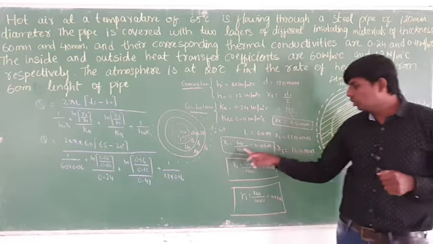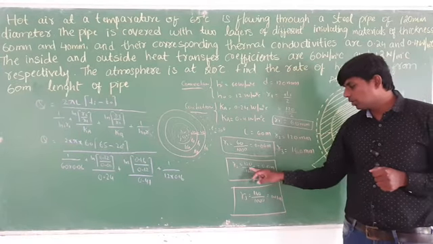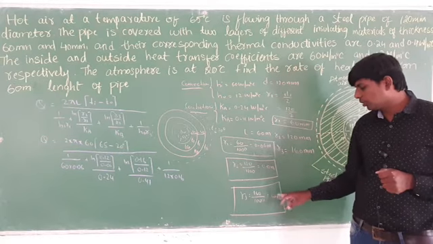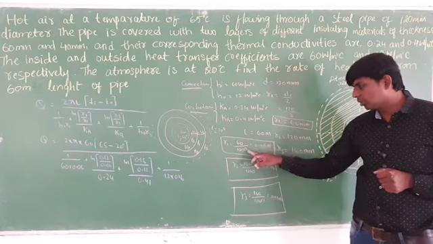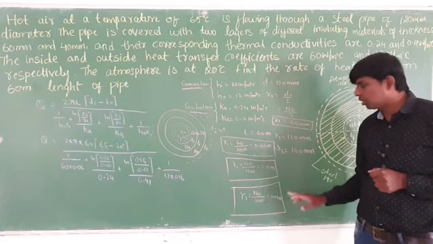So what you have to do? R1 divided by 1000, you will get 0.06 meter. R2 divided by 1000, you will get 0.12 meter. R3 divided by 1000, you will get the value like this. You have to convert mm into meter.